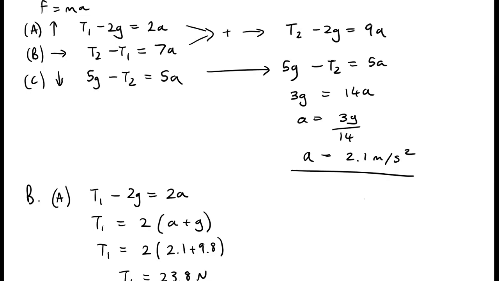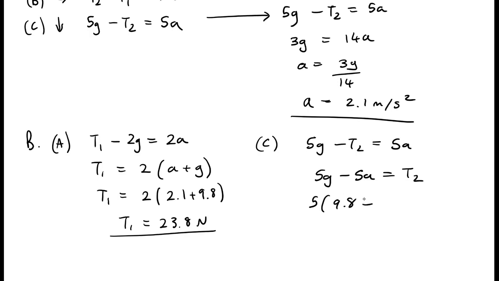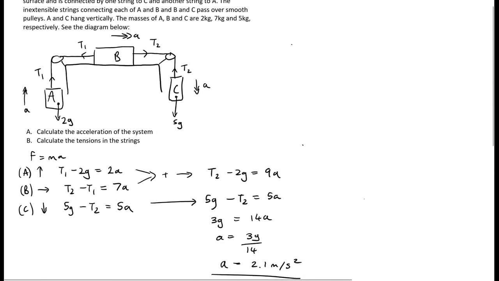And then I need to get to T2. That can be calculated by using equation C. So 5G minus T2 is 5A. Therefore 5G minus 5A is T2. Again, acceleration is 2.1. That can be seen above. There's T2. Calculate. T2 is 38.5 newtons. And that's the answer to that question.